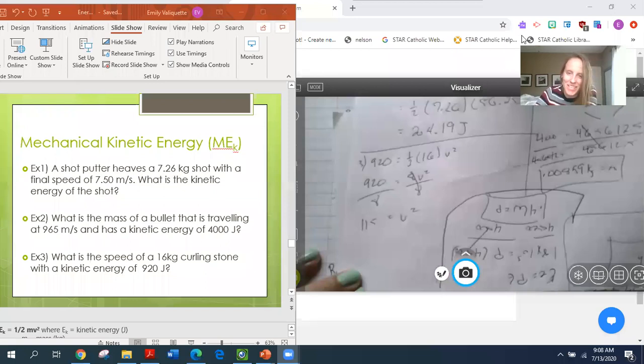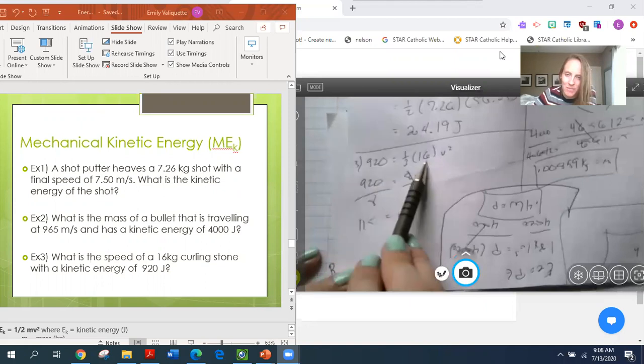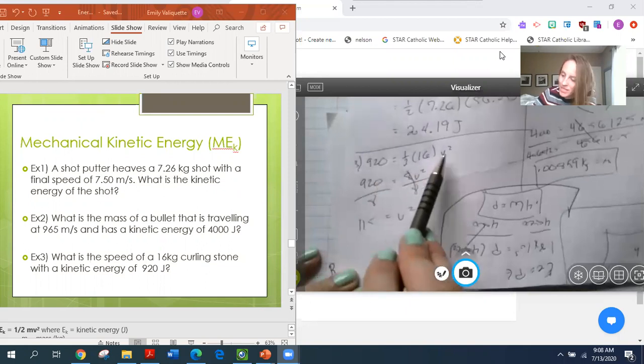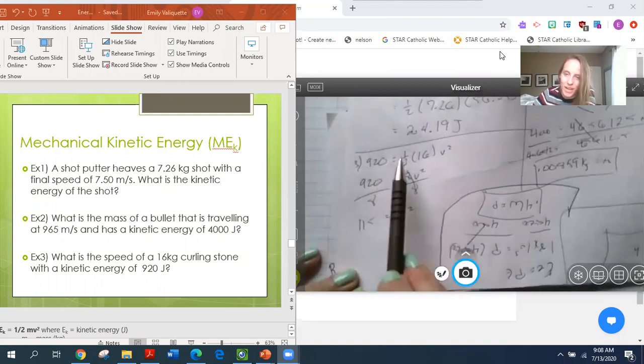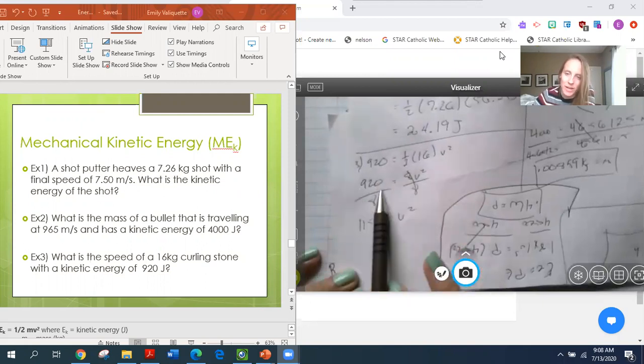Okay, last but not least, we're using the same formula. We're plugging the joules in where the MEK is, plugging in my mass of 16 kilograms, and this time we're solving for the speed. So I start by doing a half, or 0.5 times 16, which is 8. Then in order to get it away from the v squared, I divide by 8 to cancel it out. Must do the same on the other side. 920 divided by 8 is 115.